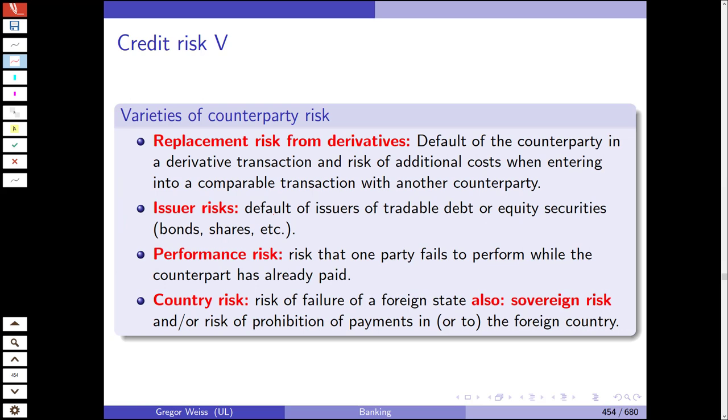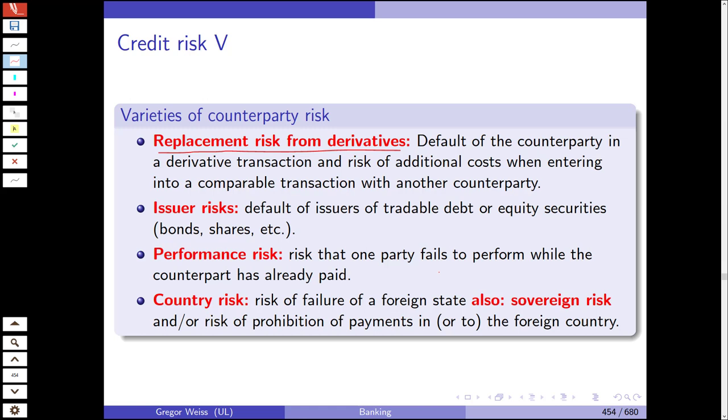Some varieties of counterparty risk. For example, exactly this example, the replacement risk from derivatives. If the counterparty defaults in a derivative transaction, you have the risk of additional costs when entering into a similar transaction with another counterparty. The issuer risk is the default of issuers of tradable debt or equity securities. If you've bought a bond or a share of a company, if the company defaults, that's issuer risk.